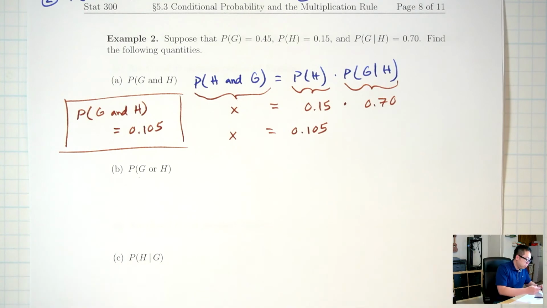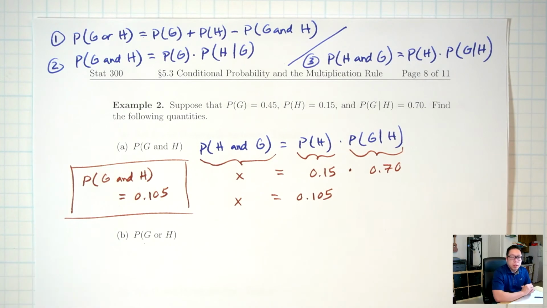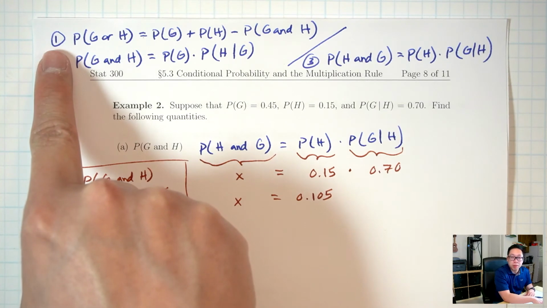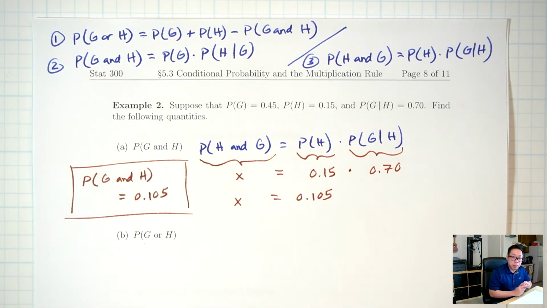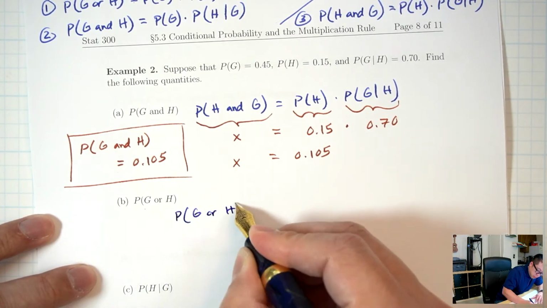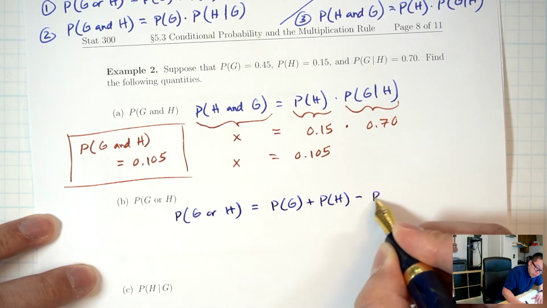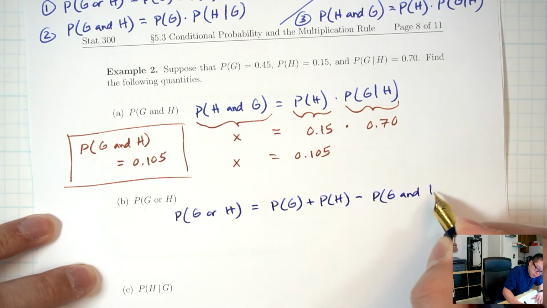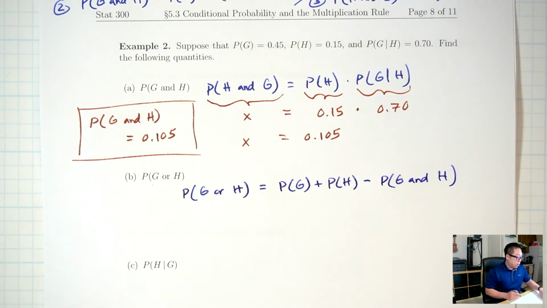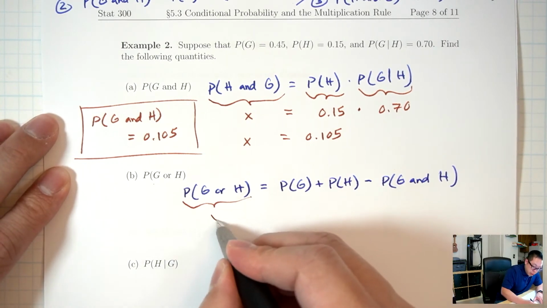Part B, probability of G or H. So which equation is going to be useful? There's only one that has an or in it. It's equation 1. Right, so there you have no choice but to use equation 1. So let me recopy equation 1. And then we'll go through and fill in what we know. So G or H, that's what we're looking for. So let me just call that X.